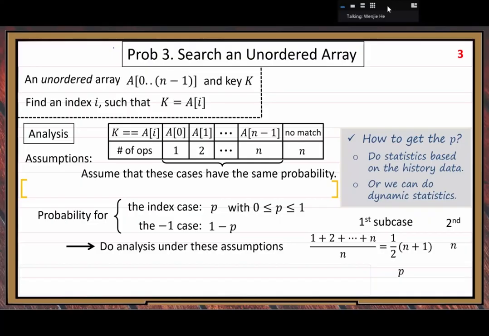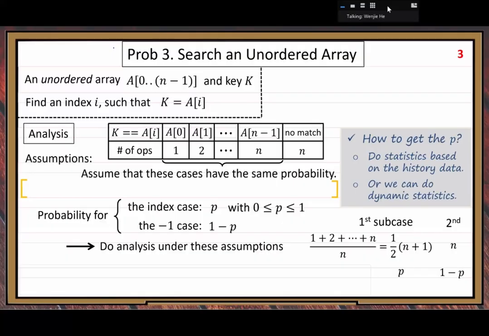All right. For the first subcase, the probability is P. This time we need to use the probability number. How to use the probability number? This last step, we need to use the probability number. The first subcase, its corresponding probability is P. The second subcase, its corresponding probability number is 1 minus P. Combine these two cases with their corresponding probability numbers. How to do it?